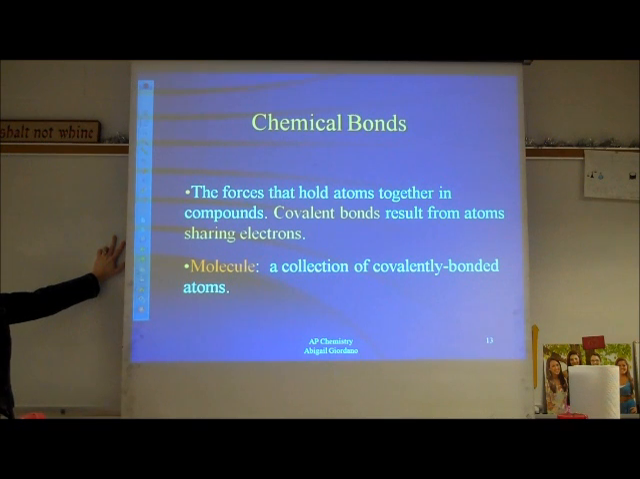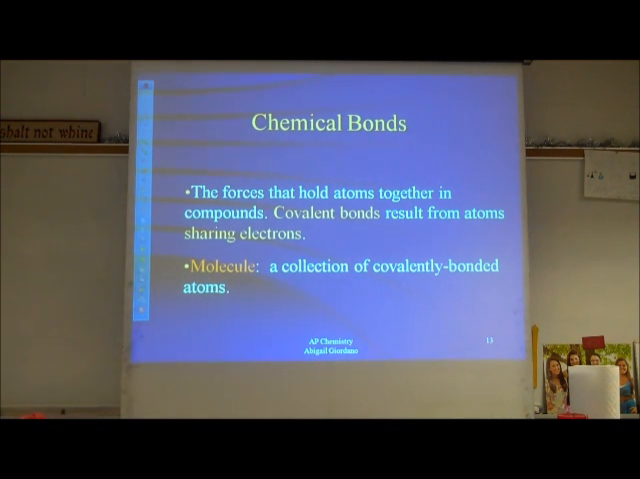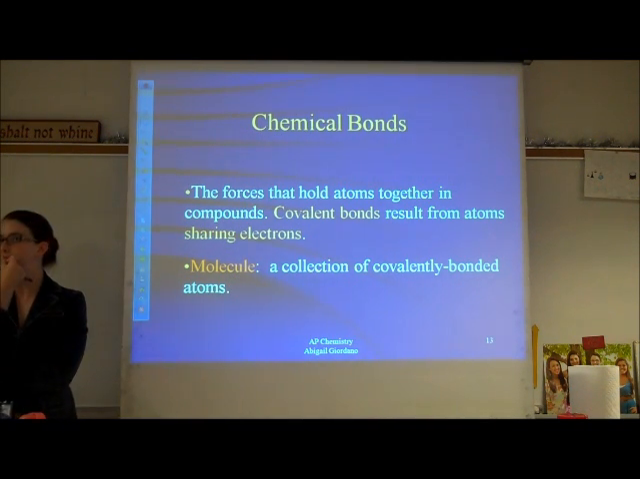If you have a covalently bonded compound, you can call it a molecule. Please tell me what type of elements make a covalent compound? Two or more nonmetals, okay? Covalent means we're sharing electrons. Ionic means we're transferring electrons. See if you remember this from Chem 1.